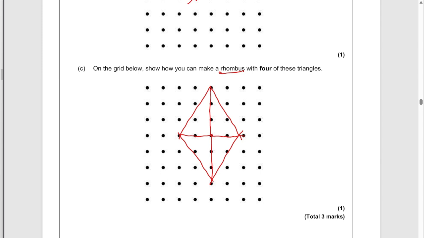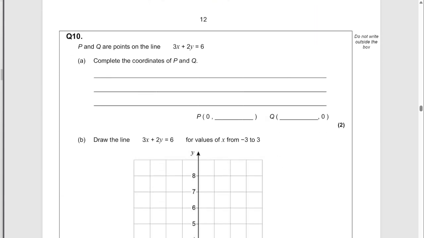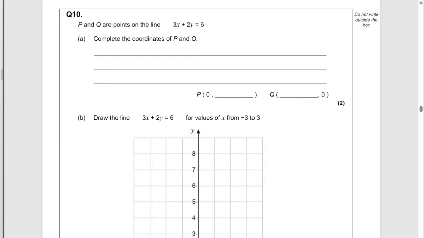But again, it was part B and part C that most students struggled with. And then the final one I will do in this session. I'm recording the video in front of a live group of students, so I'm doing it in sections. So for question 10, P and Q are points on a line.